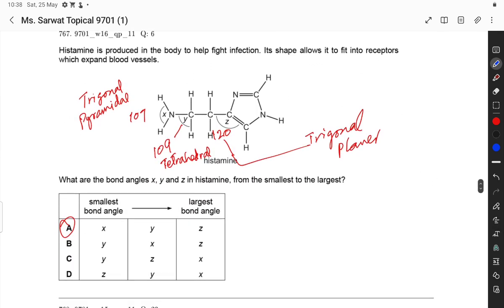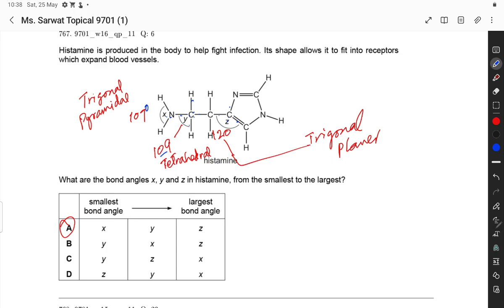Histamine is produced in the body to help fight infection. Its shape allows it to fit into receptors. Trigonal pyramidal. This is X, this is Y, this is Z. X, nitrogen is surrounded by 3, and nitrogen has one lone pair, so it is trigonal pyramidal. And this is Y, because carbon is surrounded by 4 other atoms, so it is tetrahedral, 109 angle.